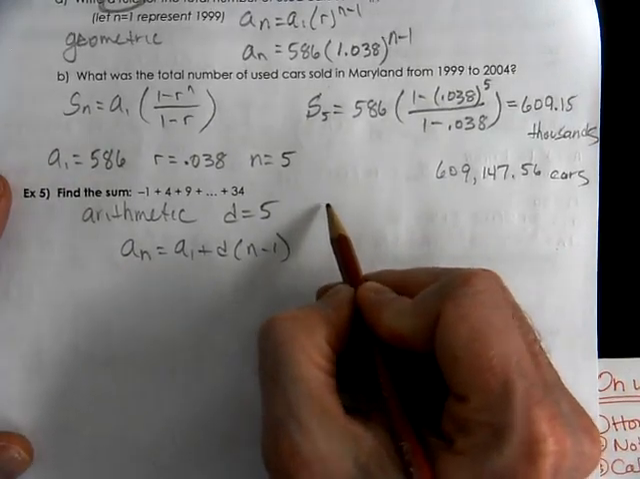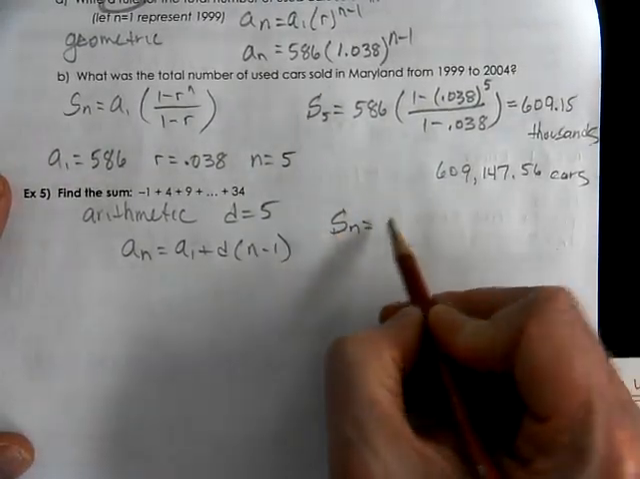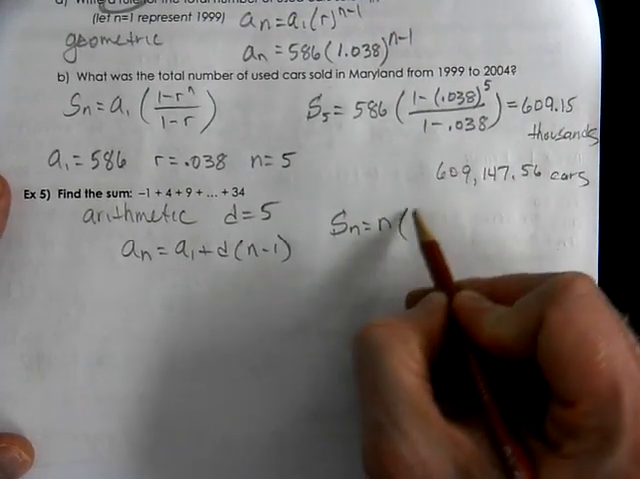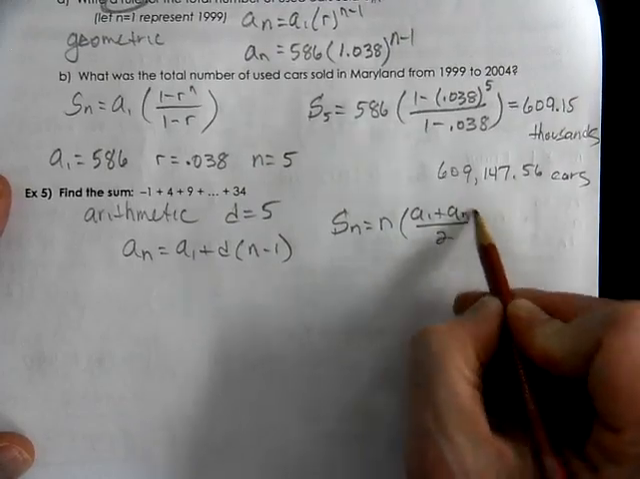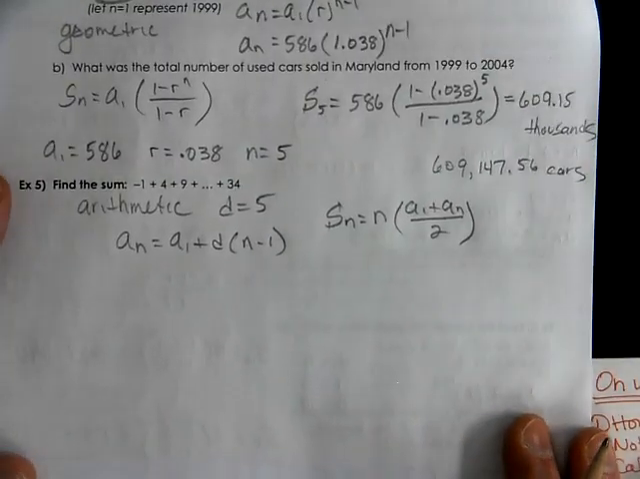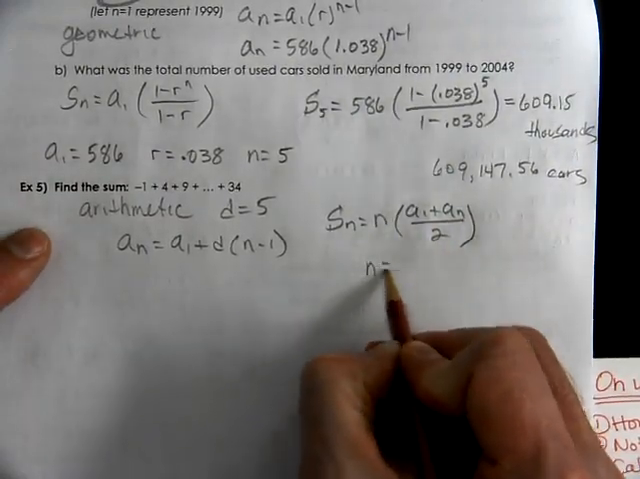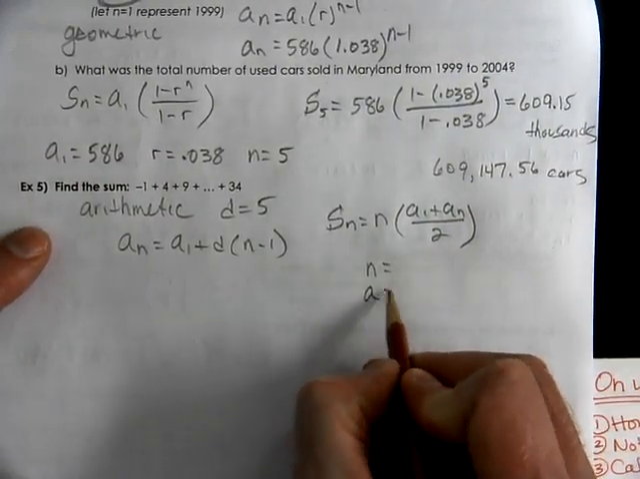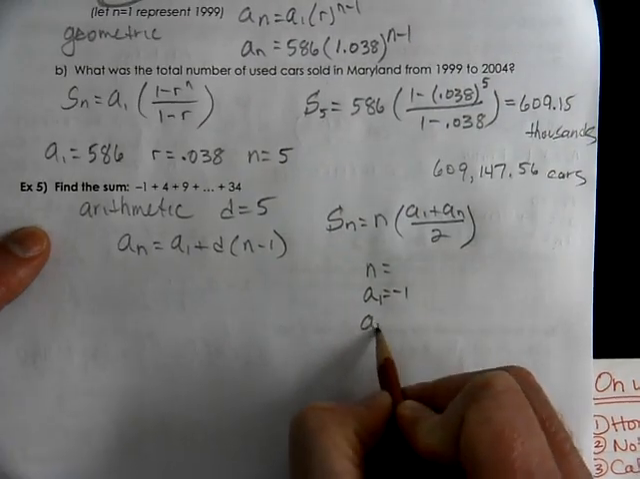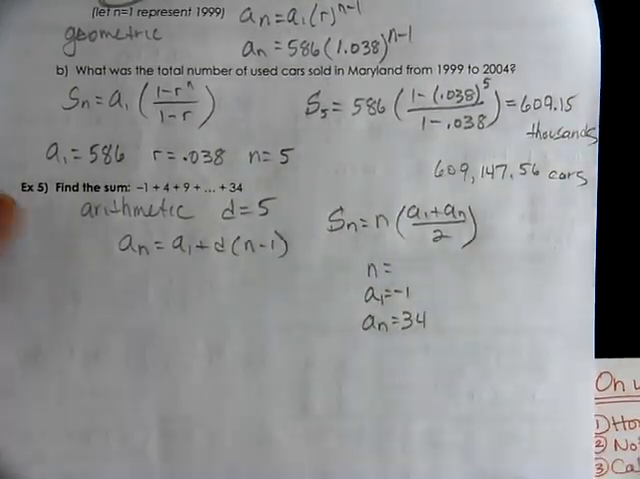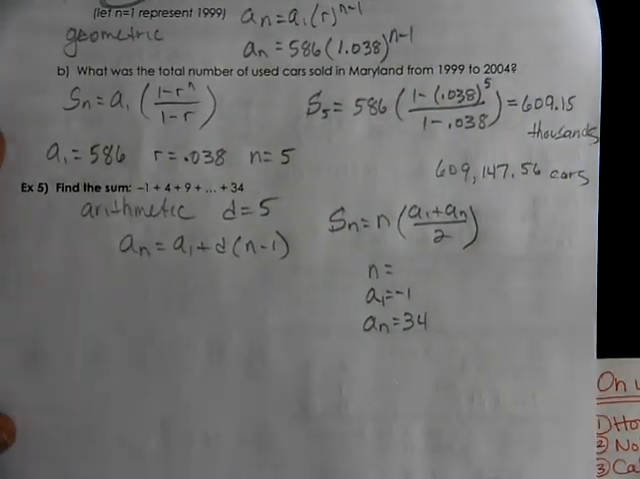to find the sum, let's think about that for a moment. We need to know the number of terms times the first term plus the last term, divided by 2. That's what we need to know. We don't know what the number of terms is. Our first term is -1. Our last term is going to be 34. Those are the easy ones. What we don't know is the number of terms.